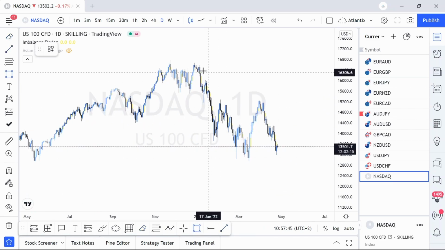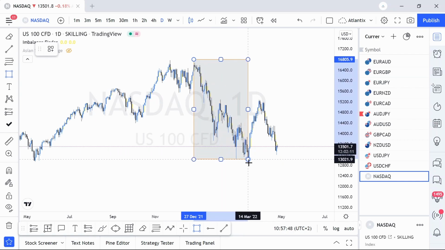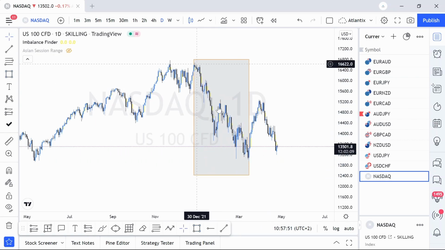Okay, let's just box out an area. Say this is your new part. This is what's been taking place. You can see price is moving down. How are you going to draw this line?